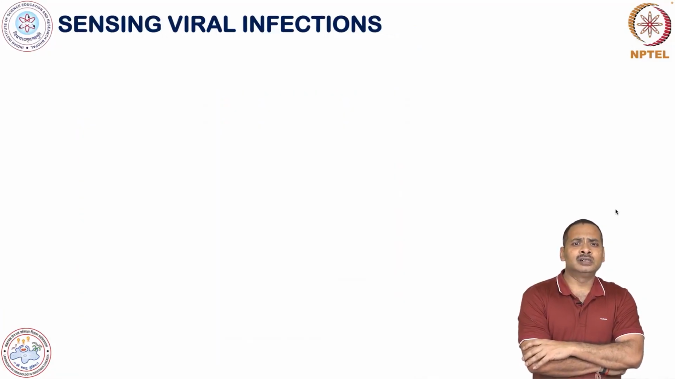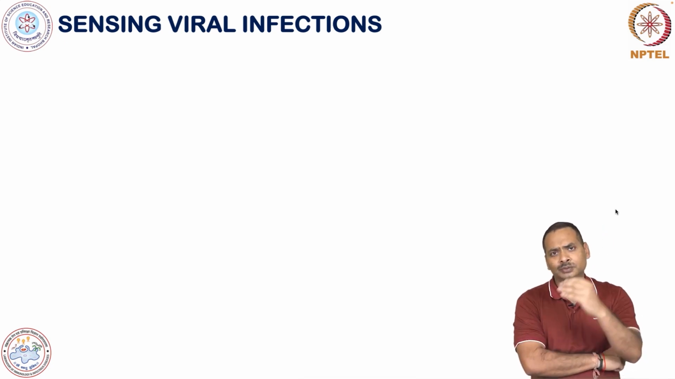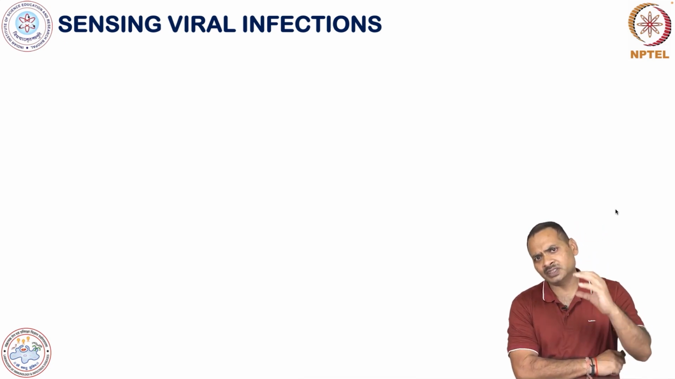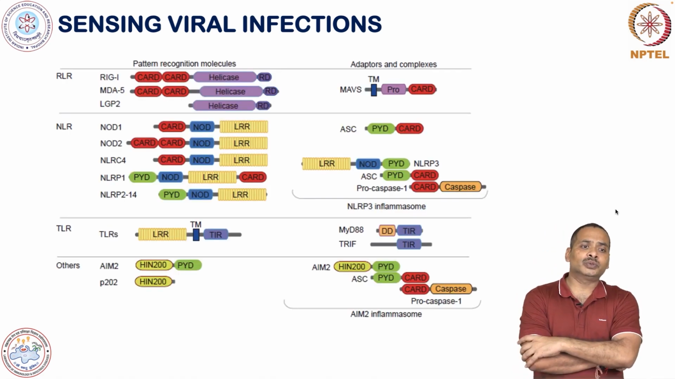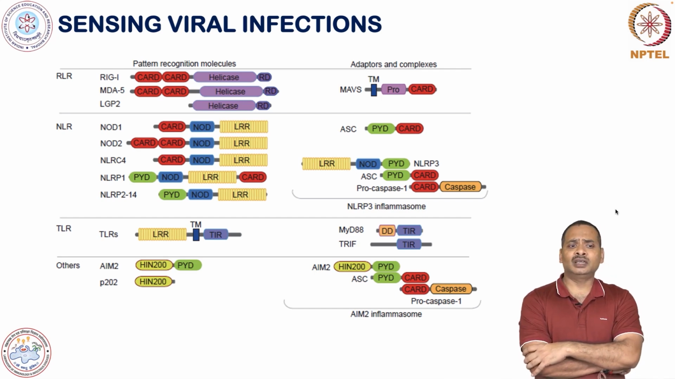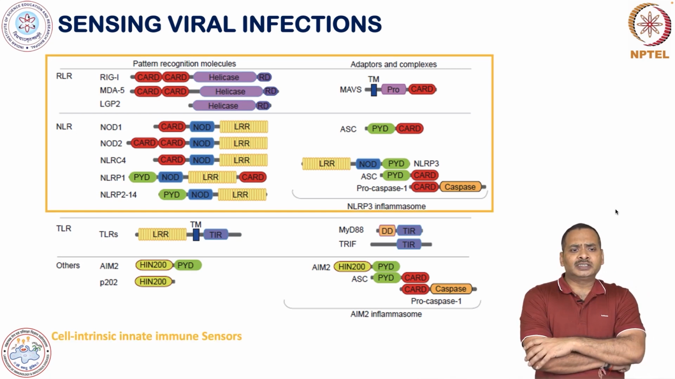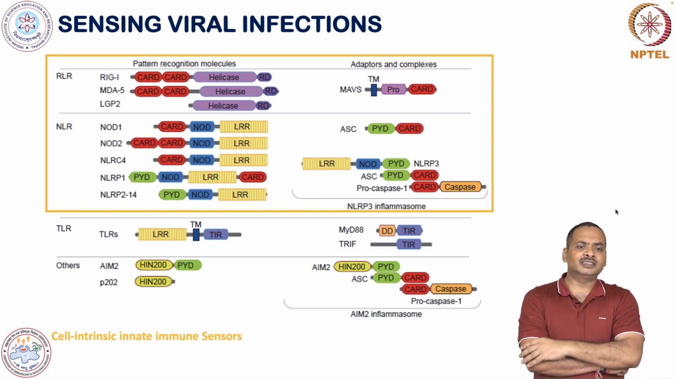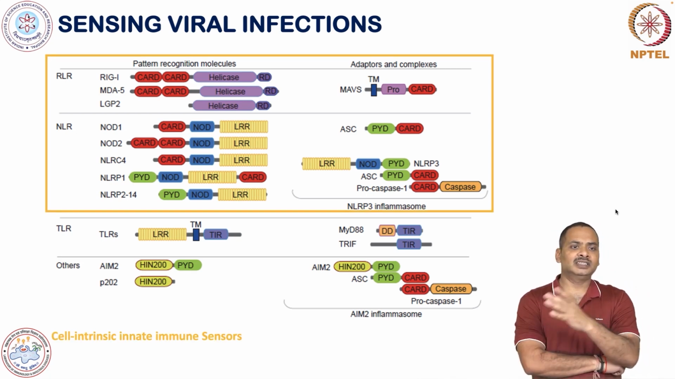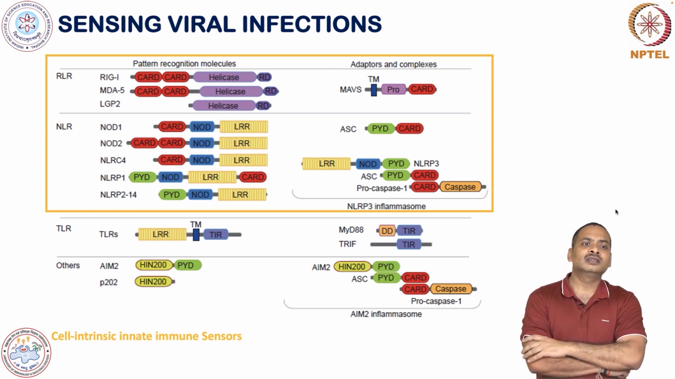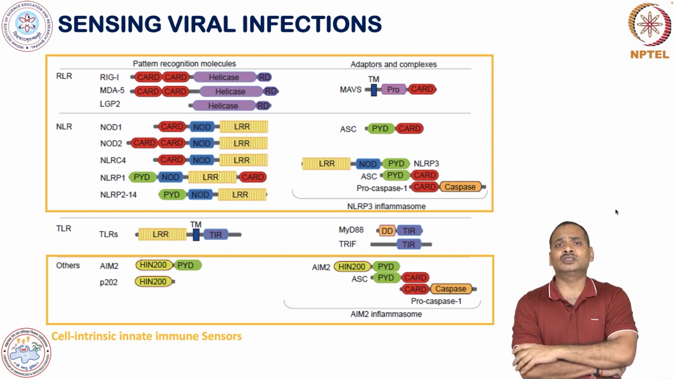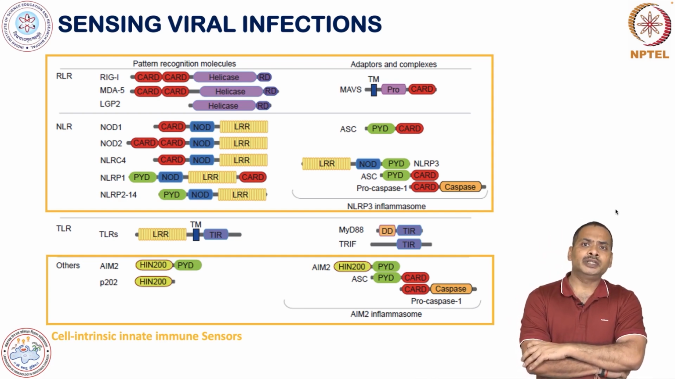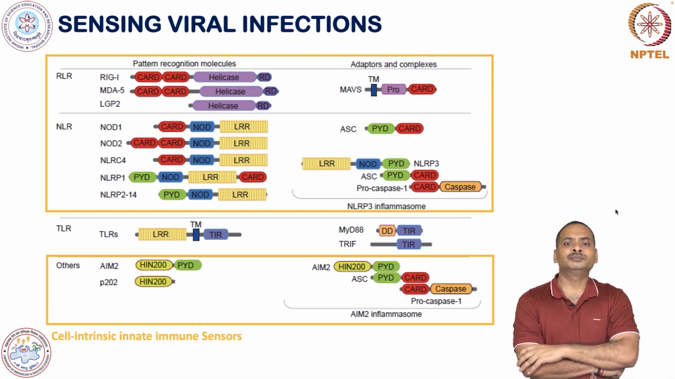Now I will take up the various specific sensors for viruses. Here you can see there are the RLR pathway, NLR pathway, TLR pathway, and some others. Here you can see the cell-intrinsic innate immune sensors, which are basically RLR, NLR, and some other sensors, which consist of AIM2 and P202.